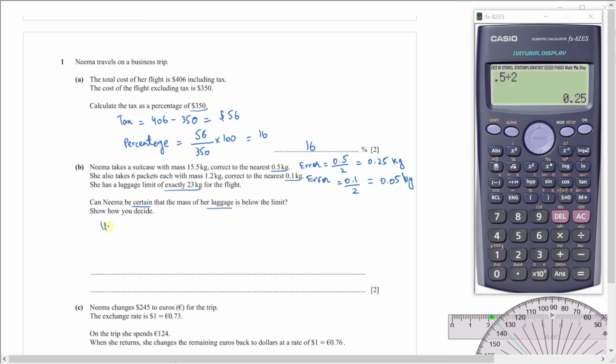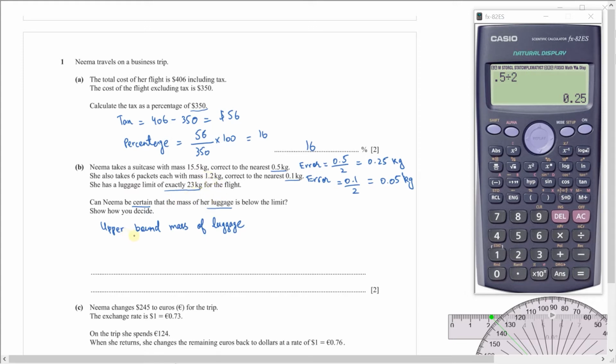So basically we need to find the upper bound mass of luggage. The upper bound mass of luggage is the maximum possible mass of Nima's luggage. If that mass is within the limit, then we can be 100% sure that, given these errors in the measurements of these masses, she should be fine.